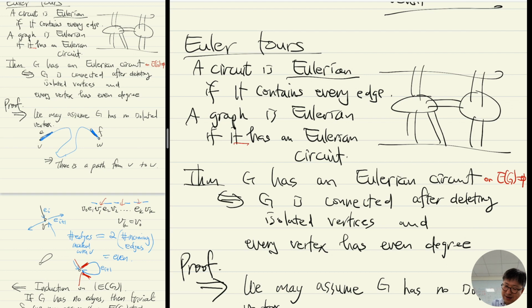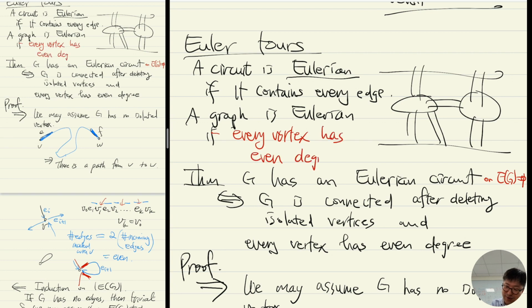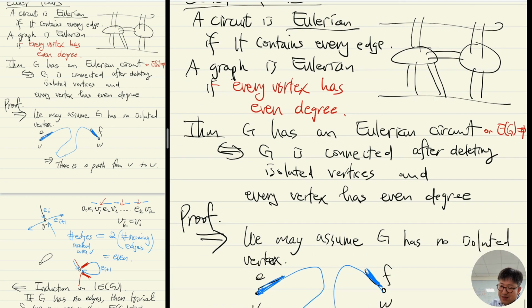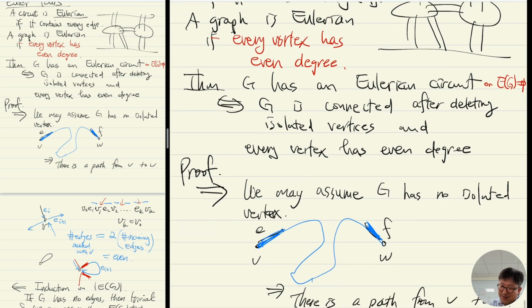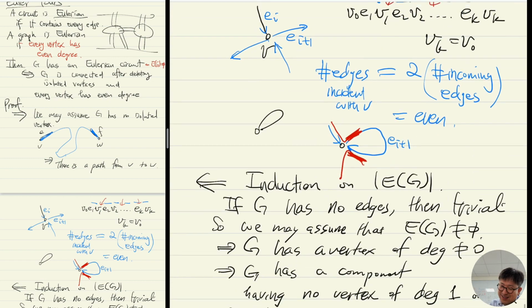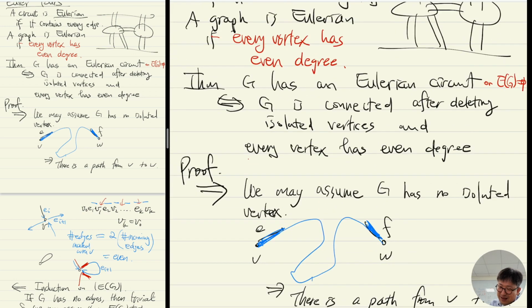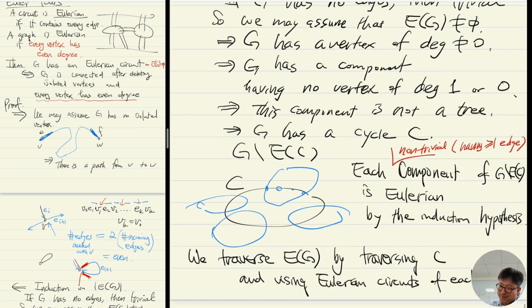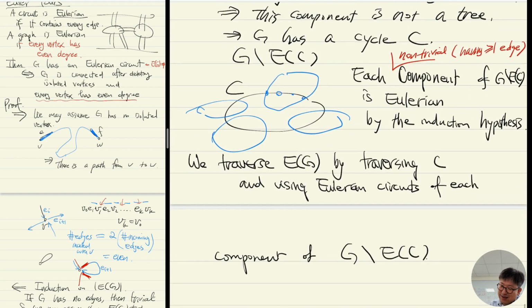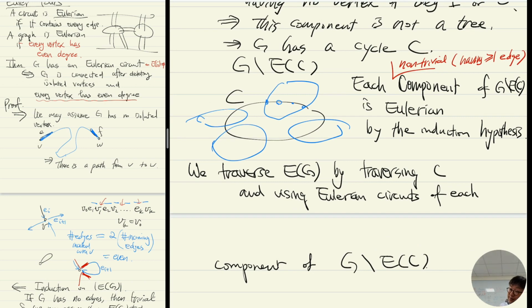Okay, for later purposes, let me fix here. A graph is Eulerian if every vertex has even degree. So now you see the motivation why we would like to say even degree, and now this is a bit cleaner. But in the theorem, I didn't say the graph is Eulerian, I just said the graph has an Eulerian circuit, right? Yes. So every non-trivial component of G delete E(C) has an Eulerian circuit, therefore we can traverse all of them.